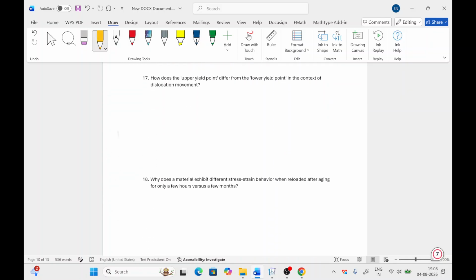Okay. So next question is, how does the upper yield point differ from the lower yield point in the context of dislocation movement?